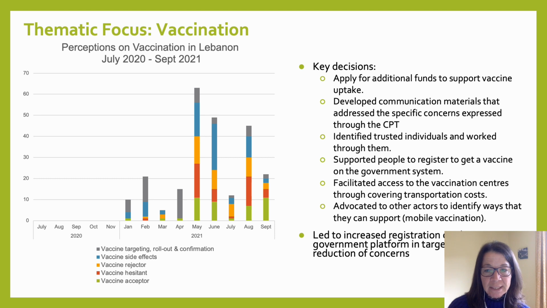This CPT data led the staff to actively support the refugees to register on the government system, to provide transportation to vaccine centres, and to lobby the government to run mobile vaccination clinics. These actions not only increased vaccination rates, but also seemed to result in less concerns being expressed on this topic in July and September.